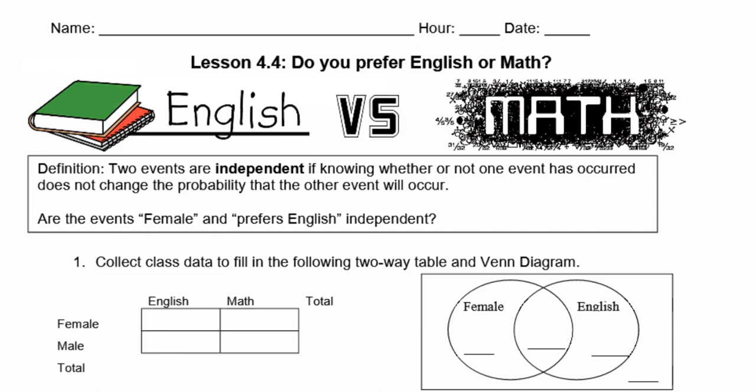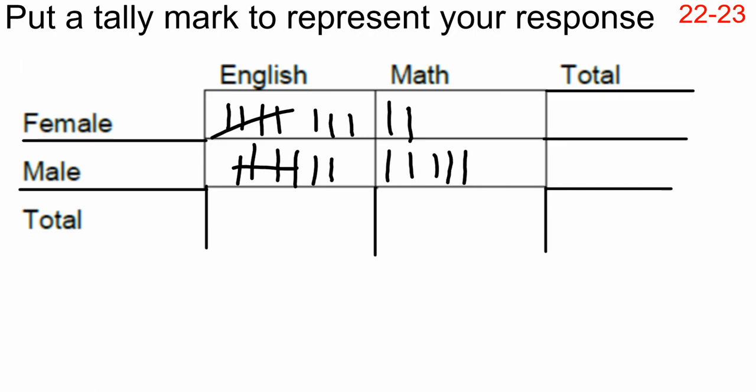Normally what we do is we collect our class data and fill in our two-way table and our Venn diagram, just like we did in our previous lesson. So we're going to use the previous year's data to help us. I asked students to come up to the board and place where they fall. We're looking at gender and whether they prefer English or math. These were the results from the previous year.